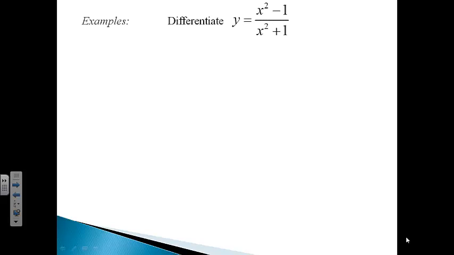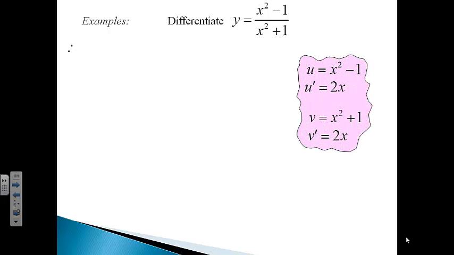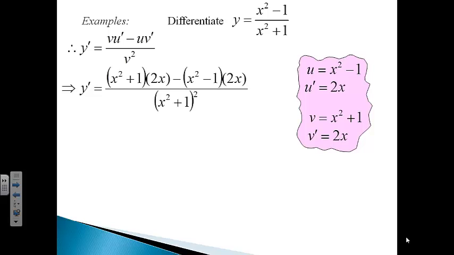Alright, so here is the question we're being asked to take the derivative of, and you can see that it is a quotient. So the top is the u, x squared minus 1, so u prime is 2x. The bottom is x squared plus 1, so v prime is 2x. There is the quotient rule. So we're going to plug them into the corresponding spots.